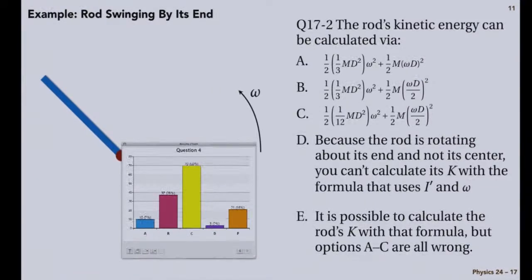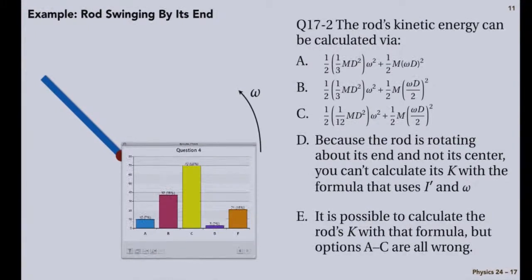That's pretty good. Okay, so there was a rise in answer C. So let's see if I believe you guys. So the first term, what's 1/12 md squared? That looks to me like the moment of inertia for a rod rotating about where? Center. Okay. So this is 1/2 I prime, I about the center of mass, omega squared.